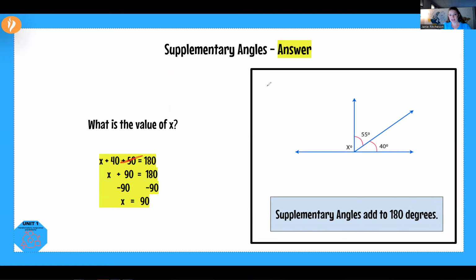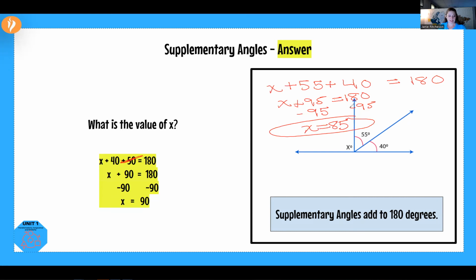So the equation should be X plus 55 plus 40 equals, since it's supplementary, 180 degrees. All right, so what is 55 plus 40? That would be 95 degrees. 95 degrees equals 180. And then to solve for X, we would subtract 95 from each side. And hopefully you guys already know that the measure of angle X is 85 degrees. I hope you guys got that right. I'll fix my mistake, like I said, before I publish this.